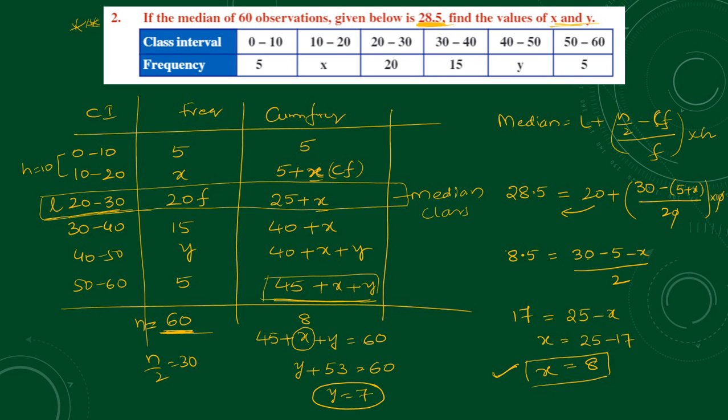So we got the value of X as well as the value of Y. These are the two unknown frequencies which we have found from this problem. Okay, so this is very, very important for your board examinations. Next, moving on to question number 3.